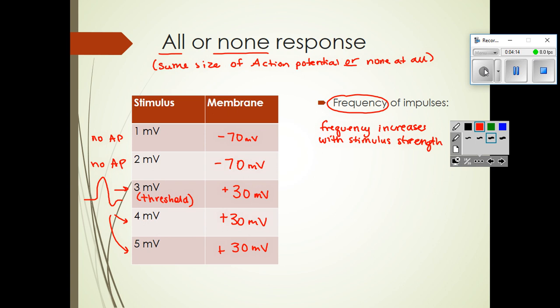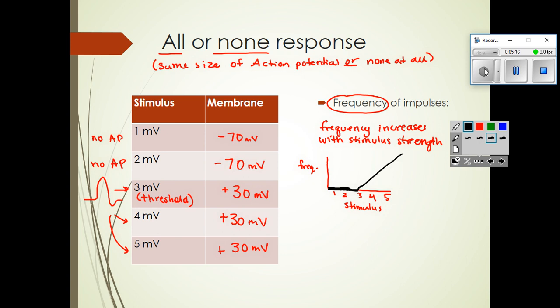So if I were to take this same bit of data that I had here and just make a quick little sketch of a graph of how it would look, I could have my stimulus down here and the frequency of impulses along the side. By frequency, we mean how often, how many impulses are we getting. Here's my 1, 2, 3, 4, 5. Now, with the 1 or the 2 millivolt stimulus, I was getting no action potentials. So I'll make it extra thick, but my line would be on the x-axis. I was getting 0 impulses. As soon as I got to the stimulus of 3, I started getting impulses. When I got to 4, it would increase. When I got to 5, it would increase.